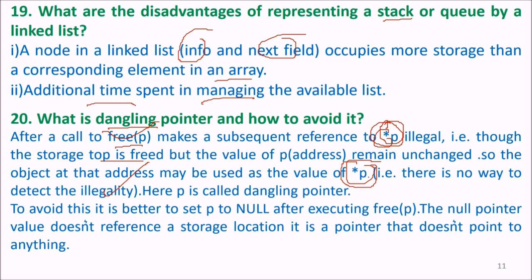You can easily see that *p, because p is a pointer, is now pointing to some value. That value can be easily taken, and this p is called a dangling pointer. To avoid this, it is better to set p to null after executing free(p). Free(p) will not do this by itself; we have to explicitly assign it to null. The null pointer value doesn't refer to a storage location, so it is a pointer that doesn't point to anything.